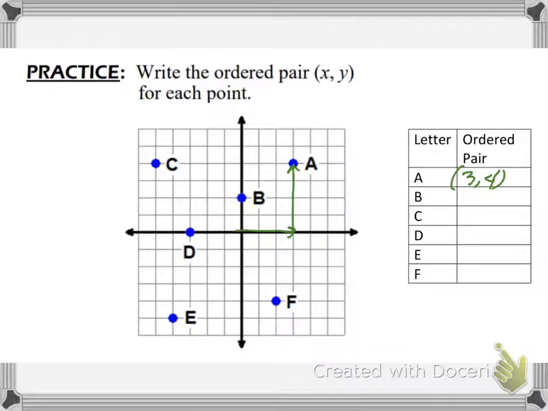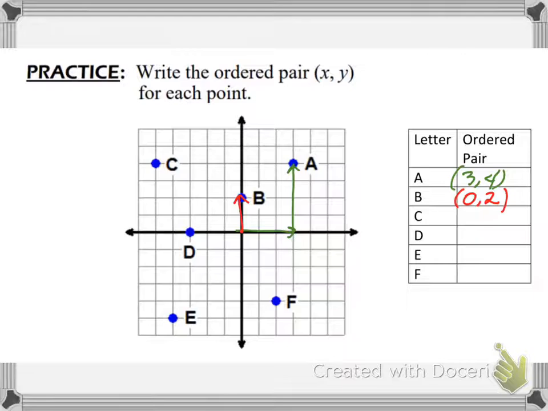How about B? Well, let's see. I don't have to move to the left or the right at all. I only move 2 units up. Since I didn't move at all with the x, my x is 0, and my y is positive 2. Now remember, if I leave it like that, it is incorrect. I have to encase those two numbers separated by a comma in parentheses, otherwise I am incorrect.